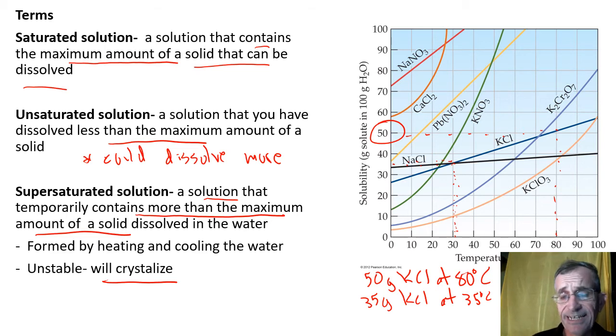So supersaturated, you've got more in the water than should be there. How does that happen? You dissolve a bunch when the water's hot, and the stuff will stay dissolved, at least for a little while, when it cools back down. All right, let's look at a demonstration of this.